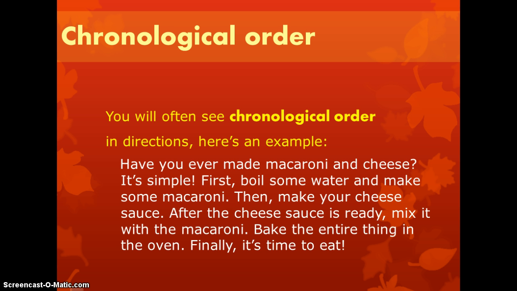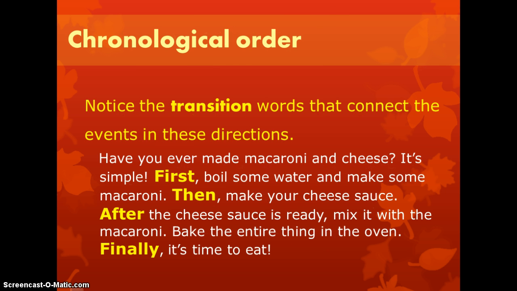Okay, let's go to the next slide and see if you were right. Have you ever made macaroni and cheese? It's simple. First, clue word here was first. First, boil some water and make some macaroni. Then, make your cheese sauce. After the cheese sauce is ready, mix it with the macaroni. Bake the entire thing in the oven. Finally, it's time to eat. You see the key words? They clued us in. First, then, after, finally.